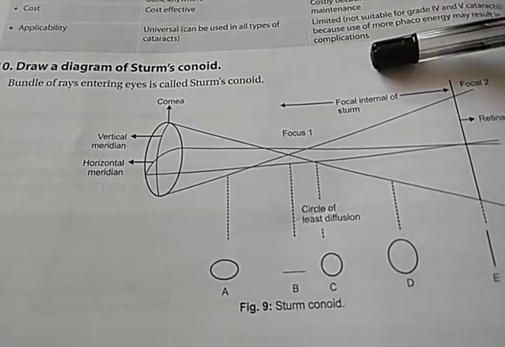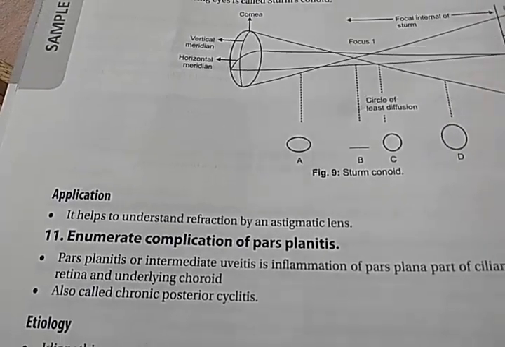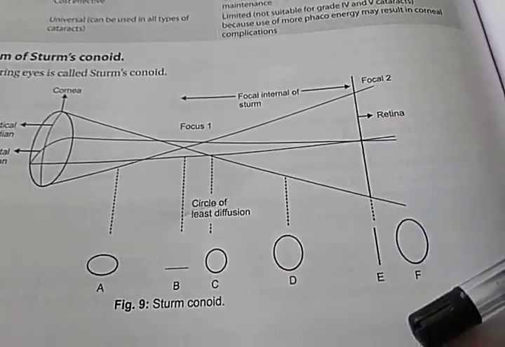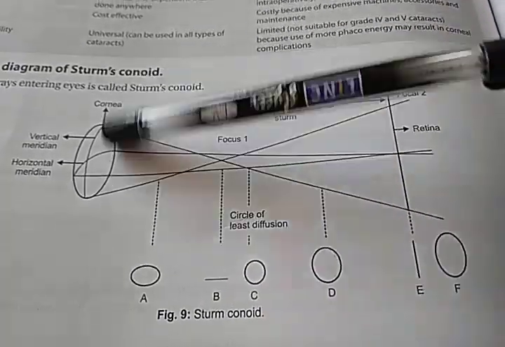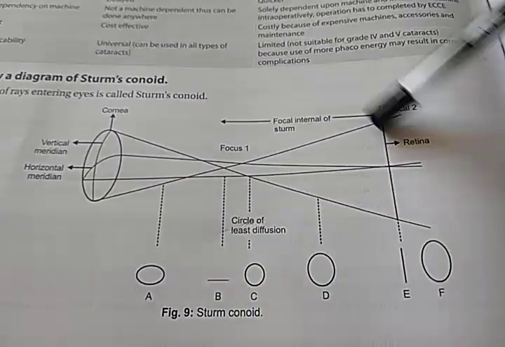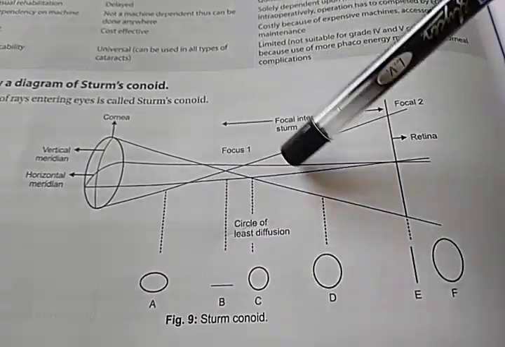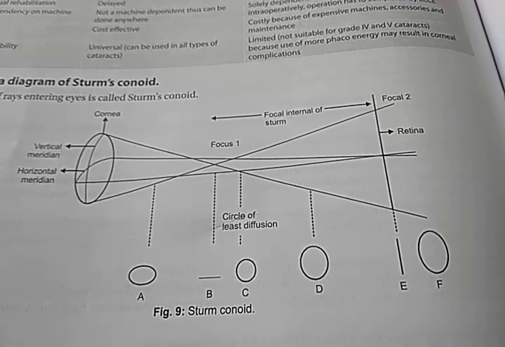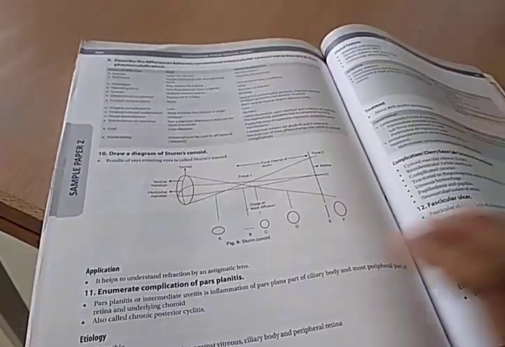You will see this where, guys, in astigmatic lens, right? So what do you understand here? This is the retina, this is the cornea. So this is within your eye, right? So there's a focus 1 here and a focal 2 here. So guys, this book has a lot of images also. So that is nice, right?